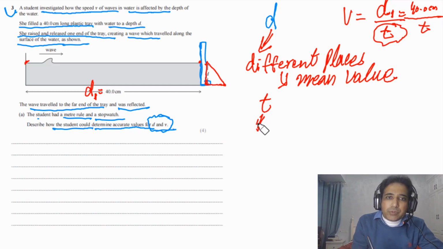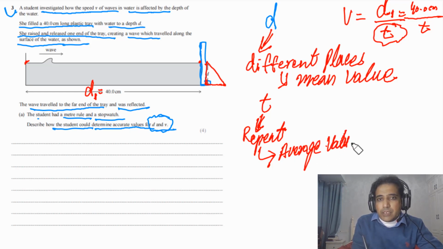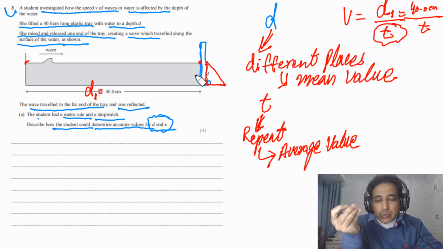But we can also repeat the readings for time, and then we can find the average value of t. Finally we can divide 40.0 centimeters by the average t, the time taken from this end to this end. So these are the points we can use in our final answer.